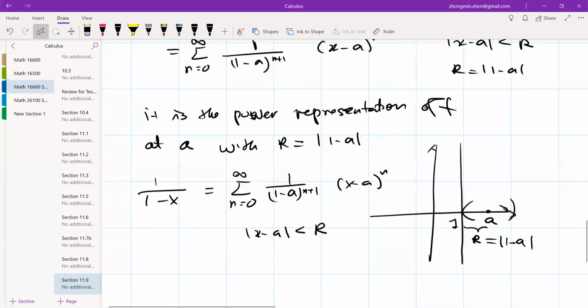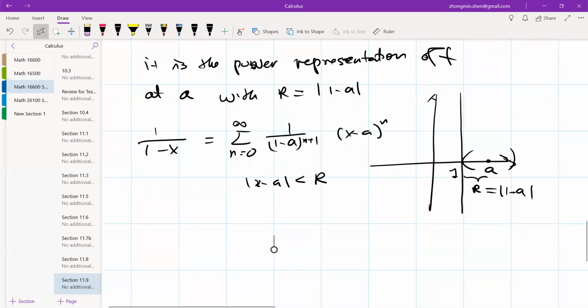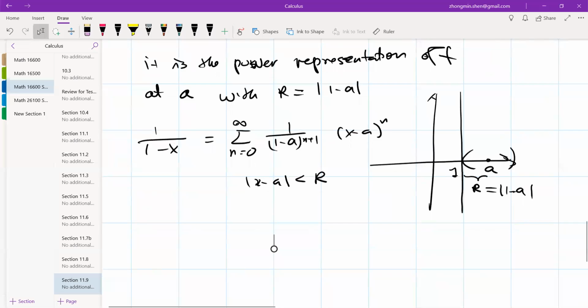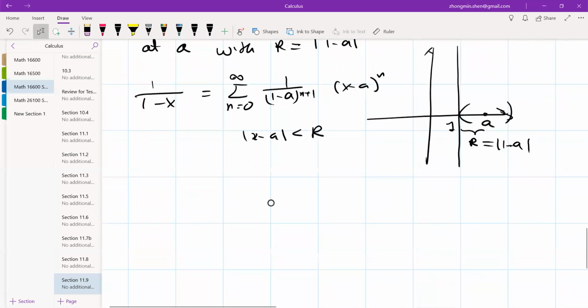All right, but this is just 1 over 1 minus x. How about other functions? Are we able to find power series for other functions? That will be the next topic, but right now let's understand the power series representation first. The important theorem is one we can use to find a power series representation for other functions.